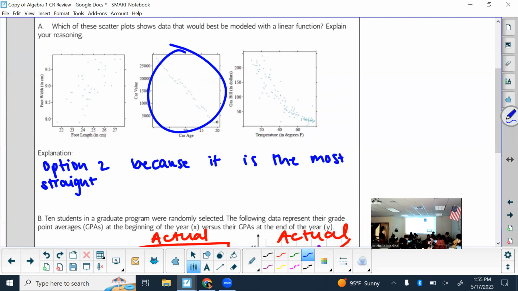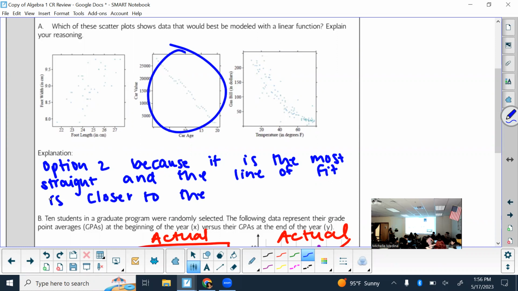Okay, so since the dots are all close together, and we have to draw our line of best fit through the middle of our data, where all the data is clustered around it, then you could say that the line of fit is closer to the actual data.